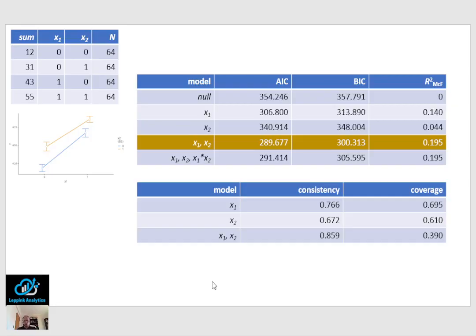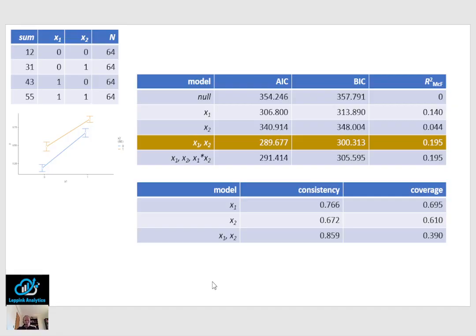How many of those are from x1? Well, that's the 43 plus 55. So it's the 98 divided by 141. That explains why the coverage for x1 is 0.695. So almost 70% of the success cases are covered by x1.